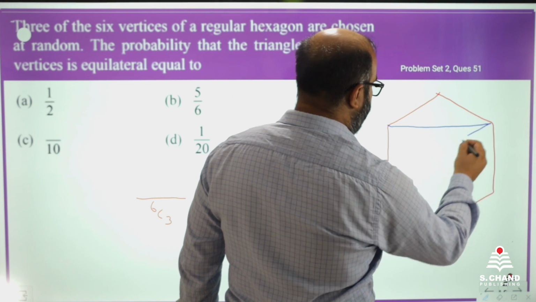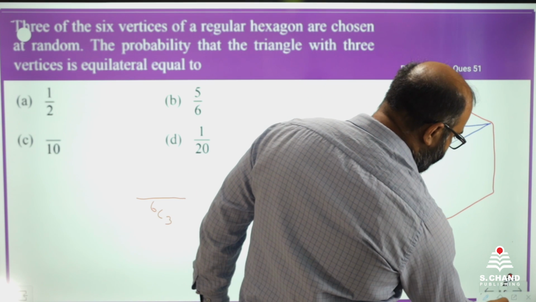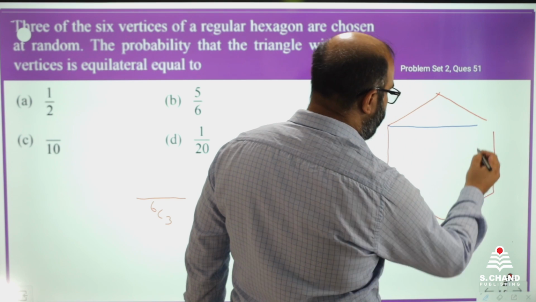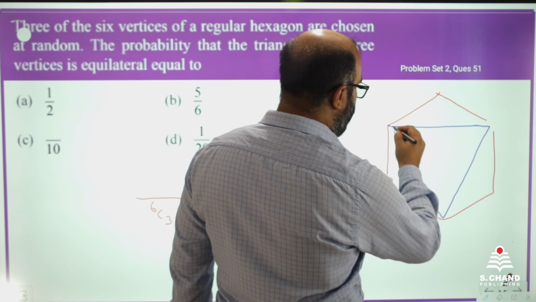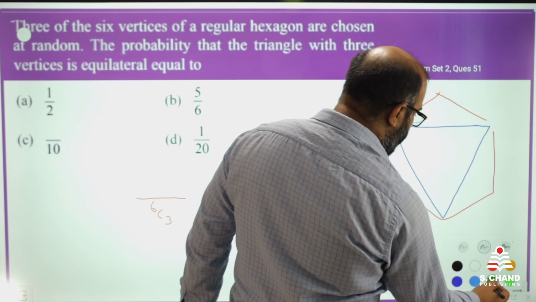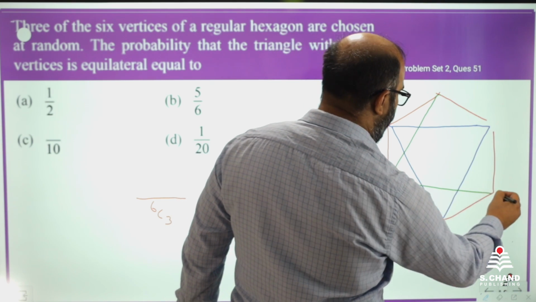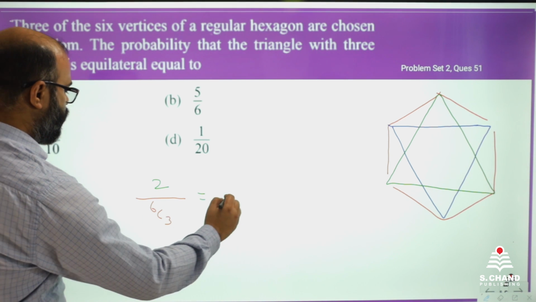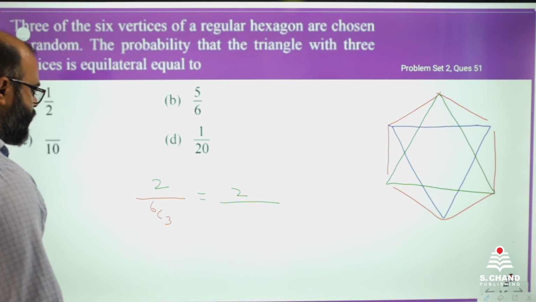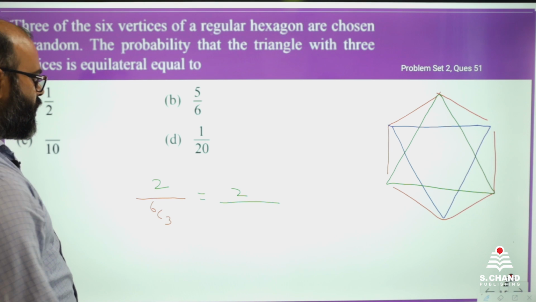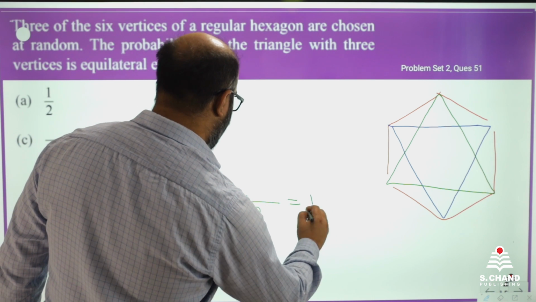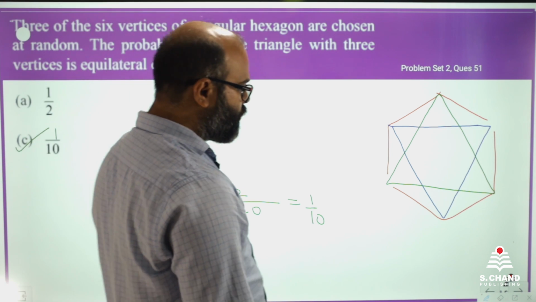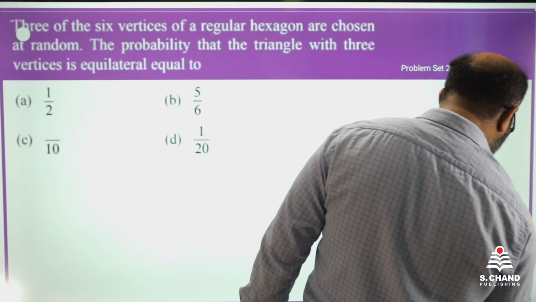So two possibilities could be there. You should have a triangle for the equilateral case either like this, or you take the triangle like this. So two cases are there. So 2 is the favorable case. So 2 upon 6C3, which is 6 into 5 into 4 by 6, that is 20. It is equal to 1 by 10. So you get option C, which is 1 by 10. Let us come to the next question.